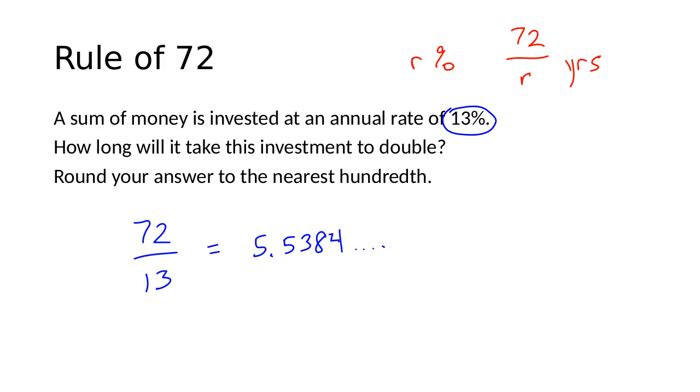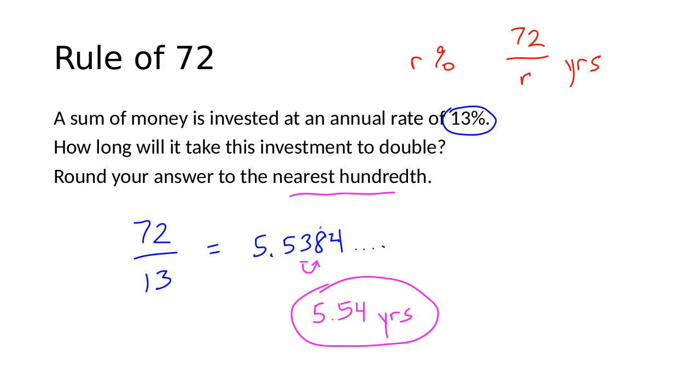We're told here to round our answer to the nearest hundredth, so that's what we'll do. We'll find the hundredths place, and we'll look one space to the right. Since that number is 5 or bigger, we are going to round up, and we see that this investment is going to double every 5.54 years.